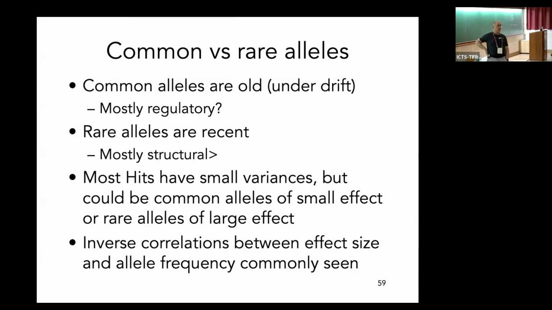Now under selection, if it's selected for, a common allele could be young, and a lot of tests for ongoing sweeps are based upon the fact that alleles show features that they shouldn't have because they look young relative to their frequency. But under weak selection, typically a common allele is an old allele.